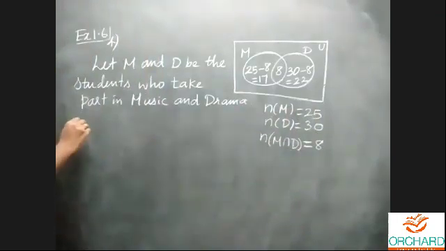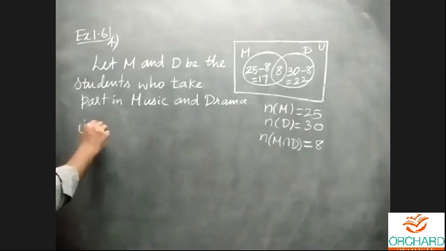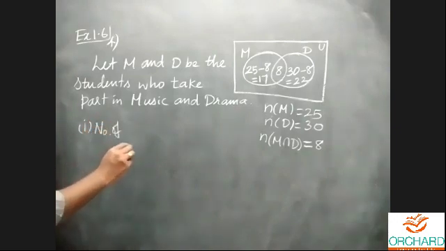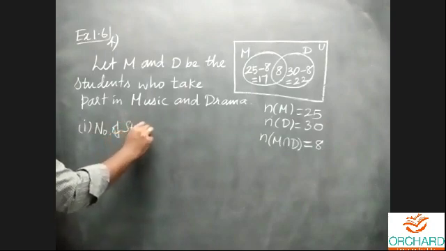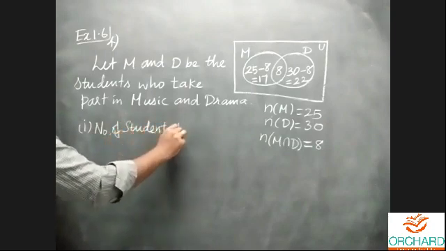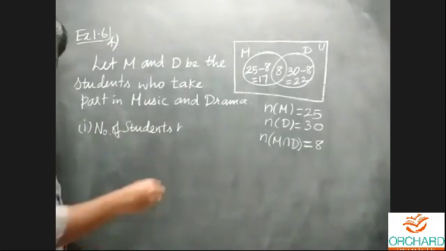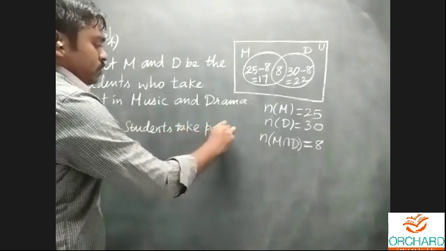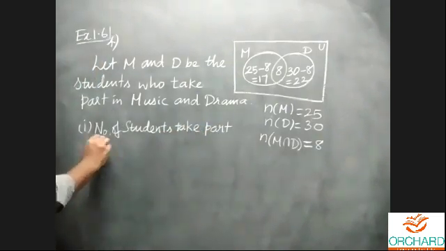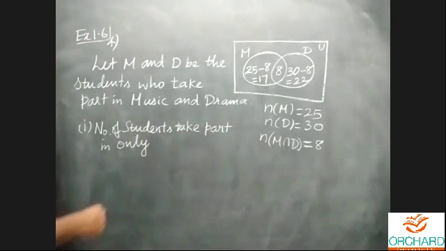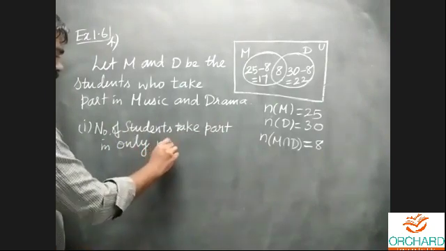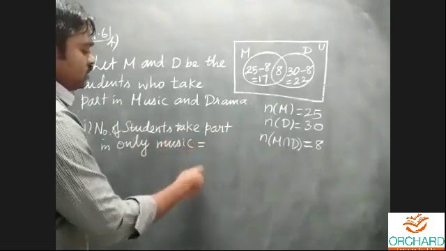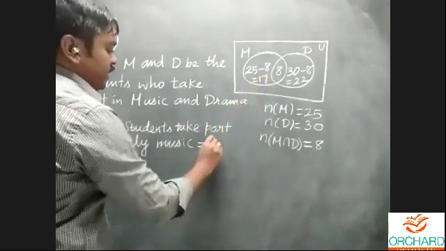Now we'll come to the conclusion for this problem. Write down the answer. Number of students who take part in only music, which is equal to 17.